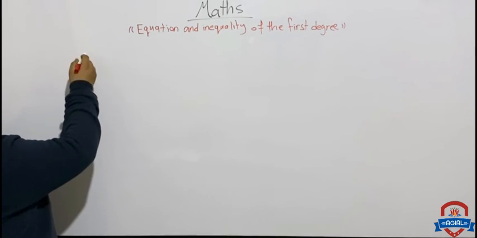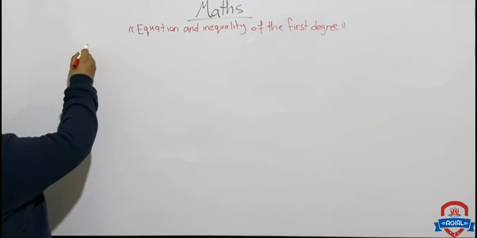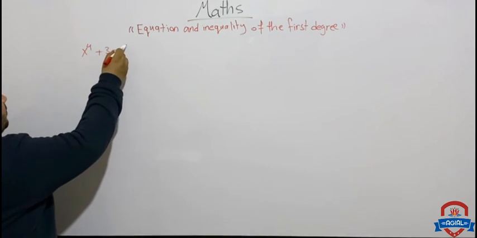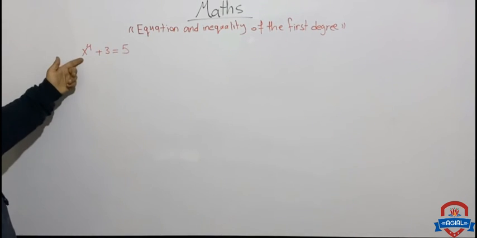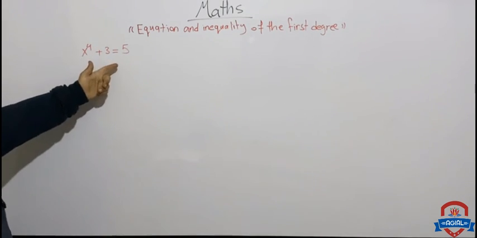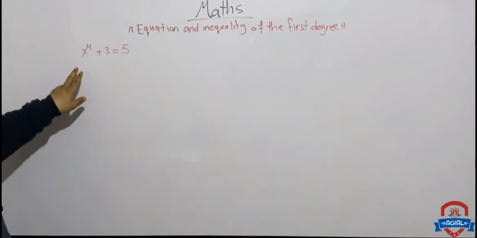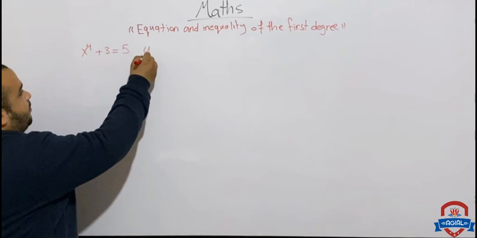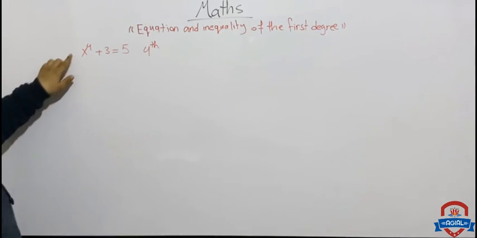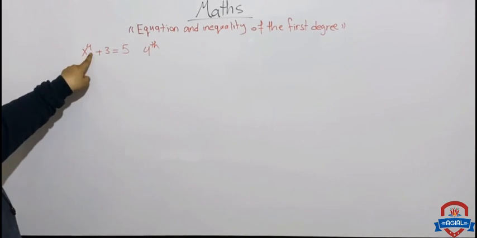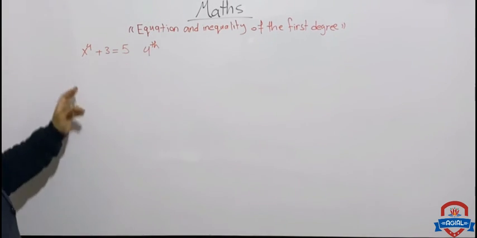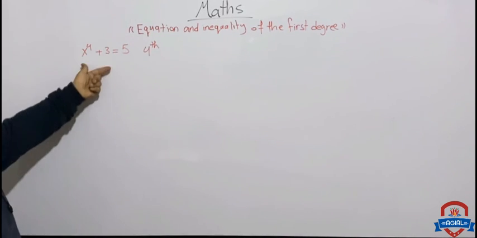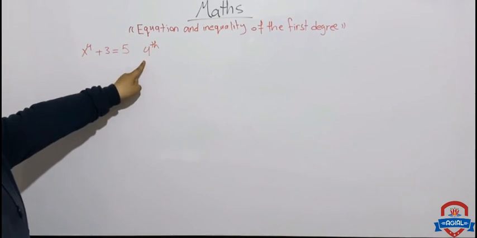If we have this equation, x to the power of 4 plus 3 equals 5, the degree of this equation is the fourth degree, because the unknown is raised to the power of 4, and 4 is the highest power of this unknown. So this equation is of the fourth degree.